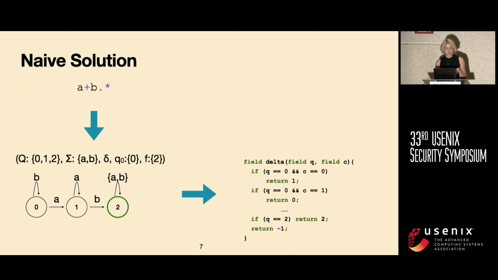And what we can do is, starting at the beginning of the document, apply this delta function once to every single character in the document before ultimately checking if we're in an accepting or rejecting state. And you could take this code as written, and code it up in Circom or Socrates and compile it to an arithmetic circuit. But there's a couple of problems with this approach.